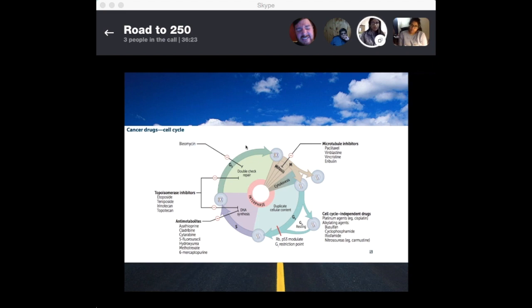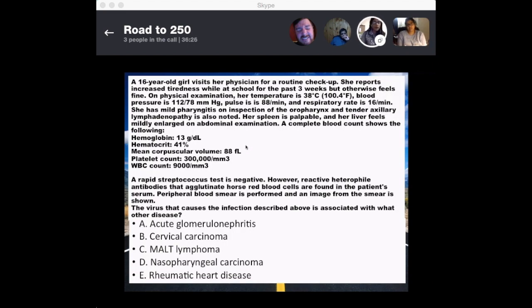Okay, so I have some questions for you guys then. Here I have a 16-year-old girl who visits her physician for a routine checkup. She reports increased tiredness at school for the past 3 weeks, but otherwise feels fine. On physical examination, her temperature is 100.4, blood pressure is 112/78, pulse is 88, and respiratory rate is 16. She has mild pharyngitis on inspection of the oropharynx, and tender axillary lymphadenopathy is also noted. Her spleen is palpable, and her liver feels mildly enlarged on abdominal examination.